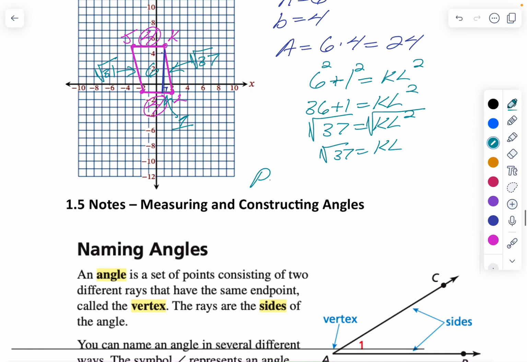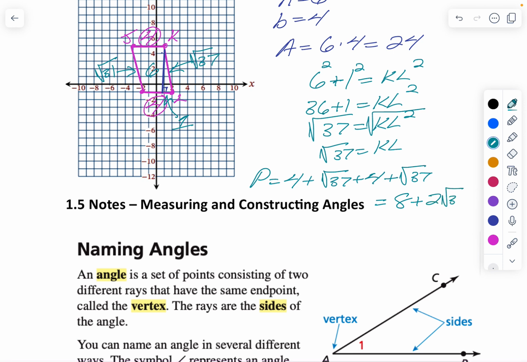So our perimeter is going to be 4 plus square root of 37 plus 4 plus square root of 37, which is going to equal 8 plus, now square root of 37 plus square root of 37. It's almost like x plus x. It's going to be 2 square root of 37. And so that's the perimeter.